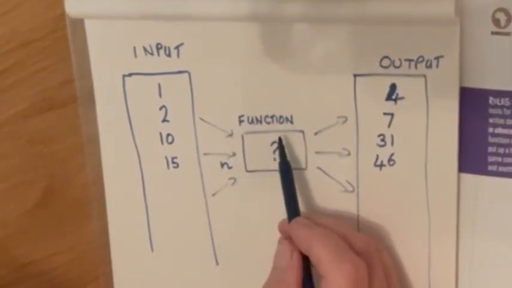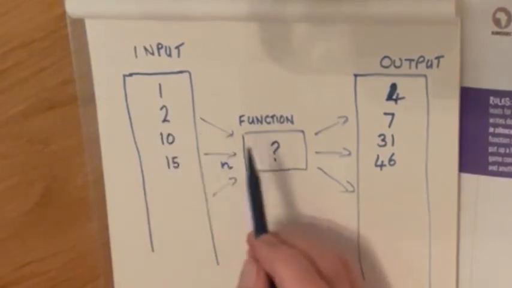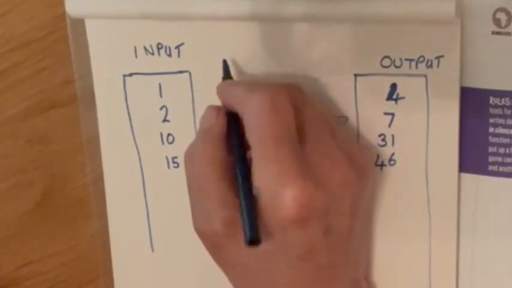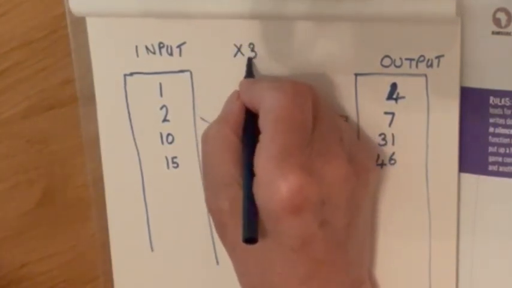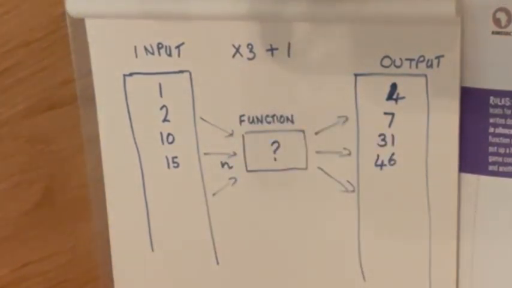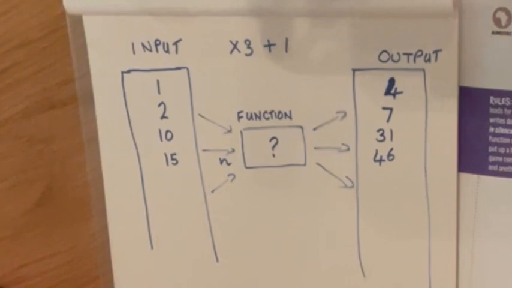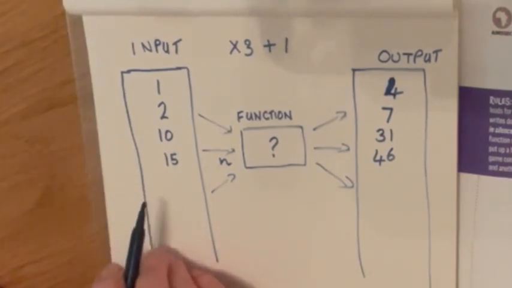Let's look at this function. So what we did was we multiplied it by 3. 3 2s are 6, and then we added 1. So we multiplied by 3, and then we added 1. And that's a good way to start. Notice it's only words. Well, we've written it down as times 3 plus 1, but what did we multiply by 3?